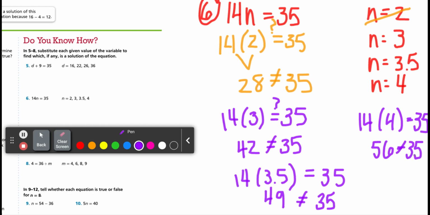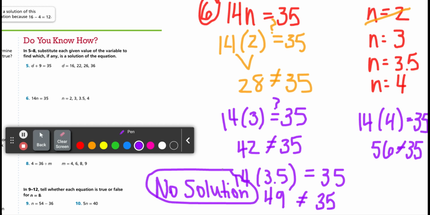So our answer here is that there is no solution. I didn't realize that was going to happen, but it can. There was no solution here. And later in this topic, we will be able to figure out what n equals.